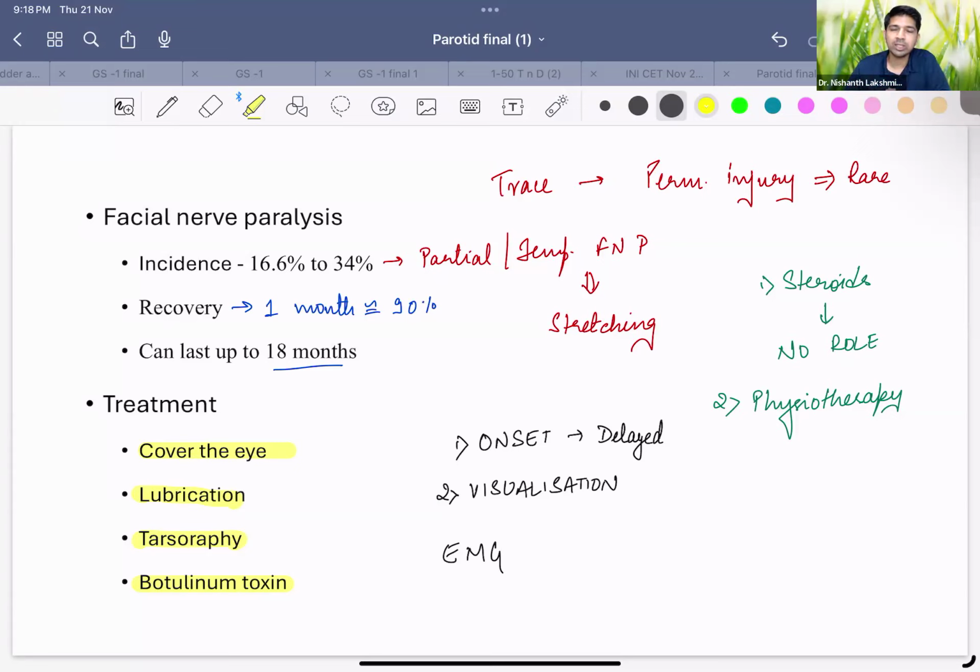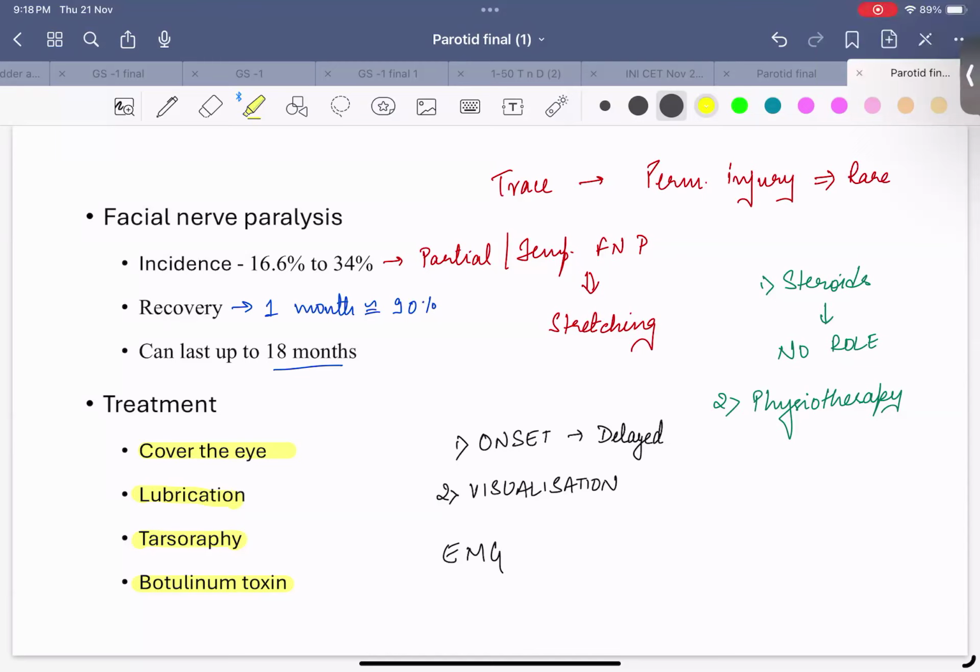Any doubts or questions in facial nerve paralysis before we go ahead? Is there any role of giving Neurobion or vitamin B12, all those things, sir, in neuropraxia? No, if it's neuropraxia, it's neuropraxia. It is just stretching. You just have to wait. The nerve will recover. Just wait.